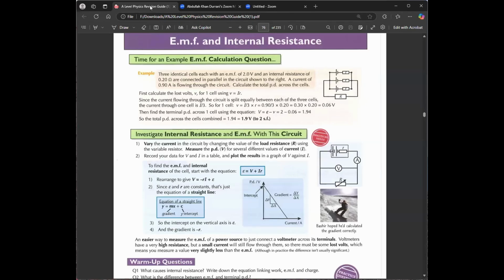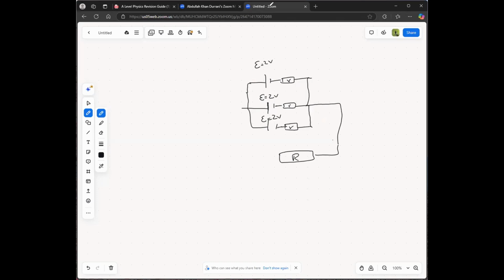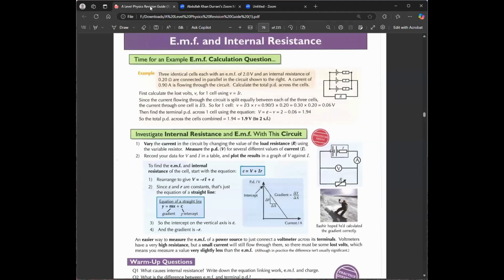With an internal resistance of 0.2 ohms. So again, the small r is also given to us. This is 0.2 ohm. This is 0.2 ohm as well, because they are identical cells, and 0.2 ohm as well. A current of 0.9 ampere is flowing through the circuit. So 0.9 amp current is flowing through the circuit.